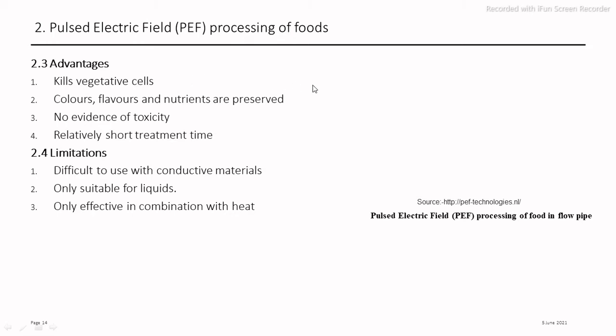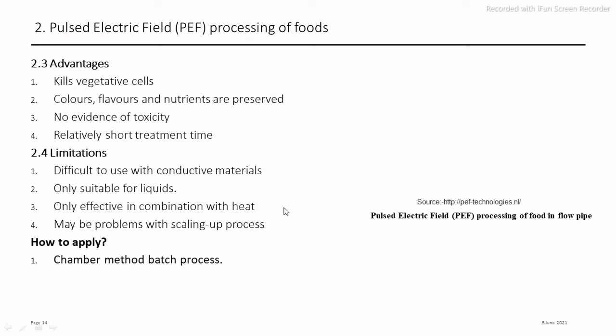Some of the limitations: the initial investment cost is very high, it is difficult to use with conductive materials, it is suitable only for liquid foods, and it is slightly more effective in combination with heat. During processing, scale may possibly form inside the processing pipeline.